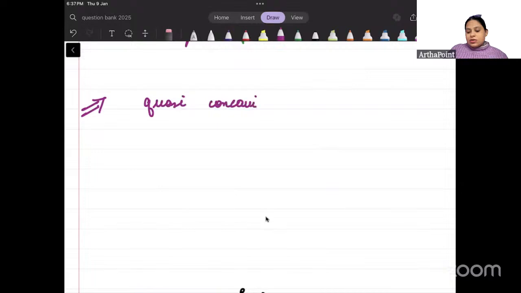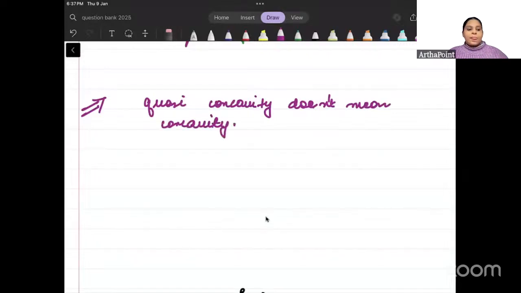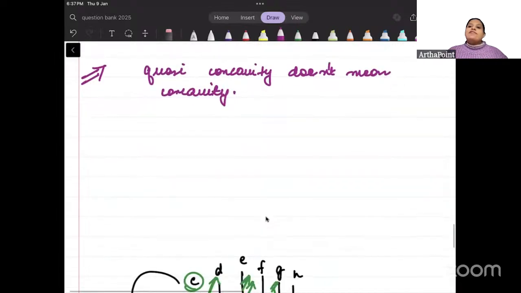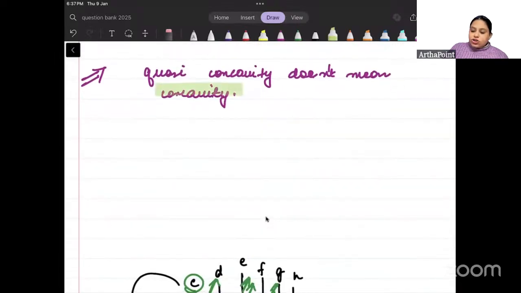Quasi-concavity doesn't mean concavity. Quasi-concavity का मतलब concavity नहीं है बेटा. What was a concave function? क्या डेफिनेशन है कॉनकेव फंक्शन की?